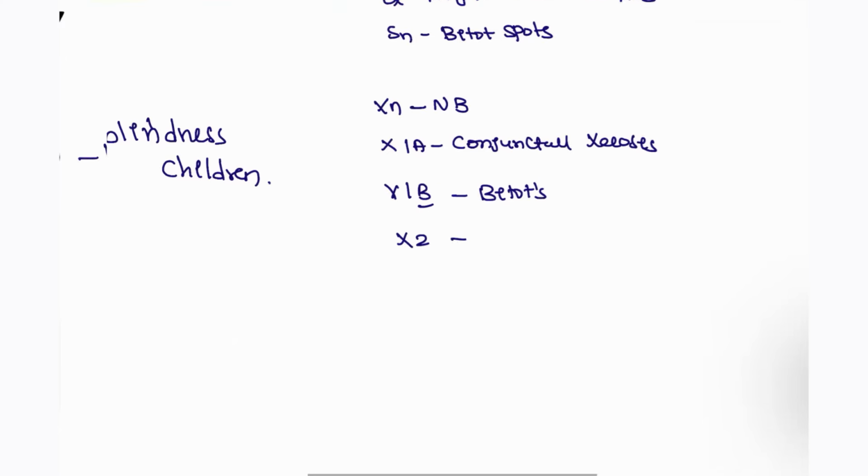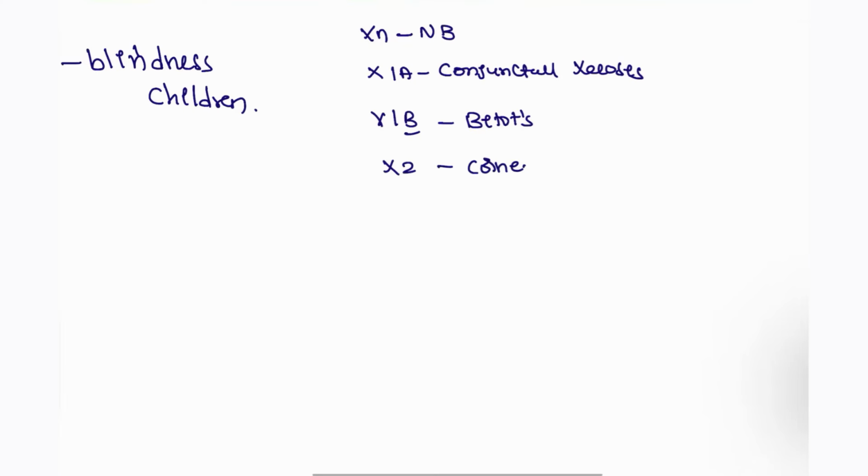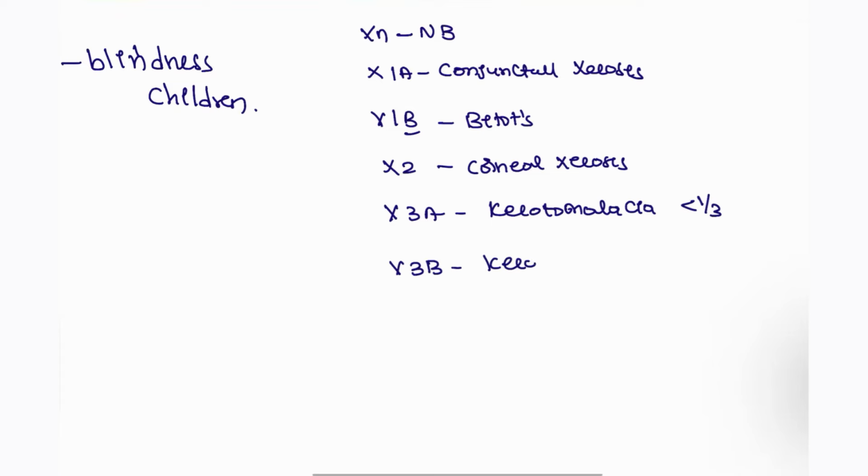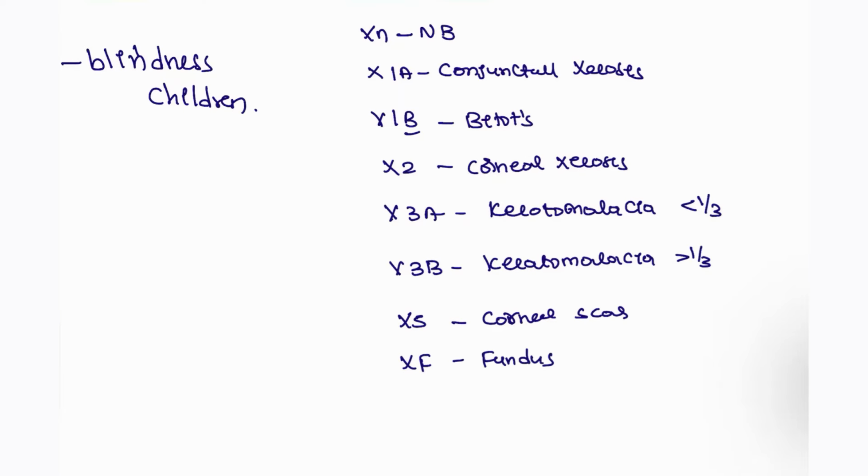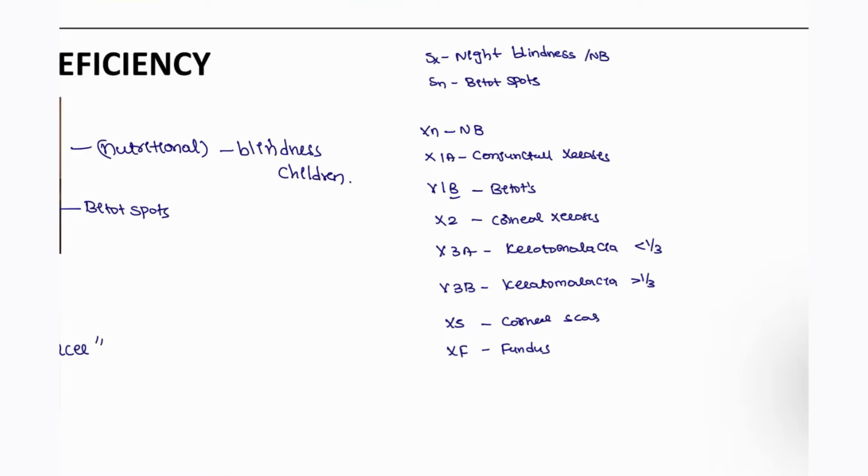X2, that is corneal xerosis, meaning dryness, which will be seen. Next X3A, keratomalacia. Already the ulceration has started in this patient, involving less than one third of the cornea. Then X3B keratomalacia, more than one third. XS, which will be corneal scar, a complete, irreversible scar. XF is going to involve the fundus. This is the staging for the patients who are suffering from xerophthalmia.